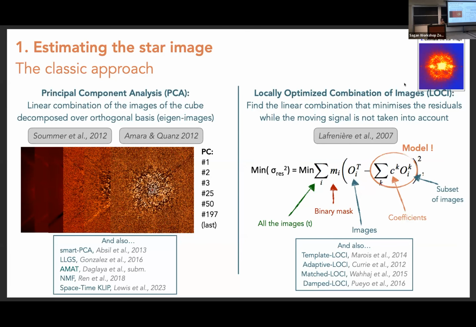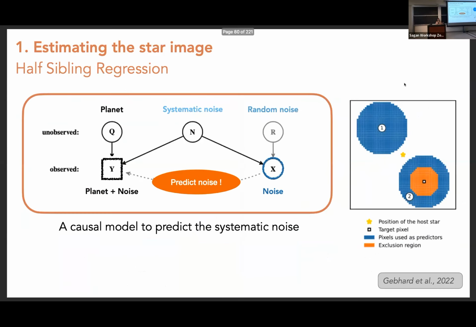Same. There are lots of flavors: template LOCI, adaptive LOCI, matched LOCI, damped LOCI. Lots of fun to change this equation slightly, but the concept is the same. You take a linear combination of the subset of images and you minimize the residuals between the frame you're interested in and the model, the PSF reference.